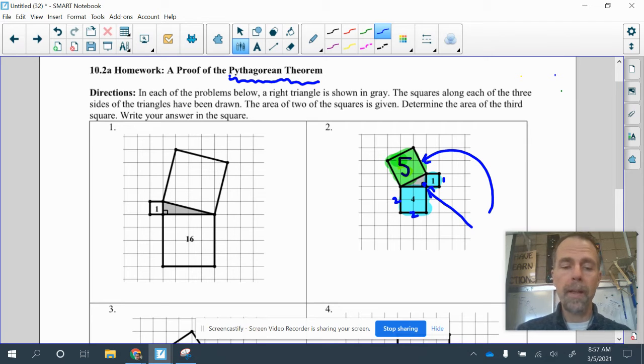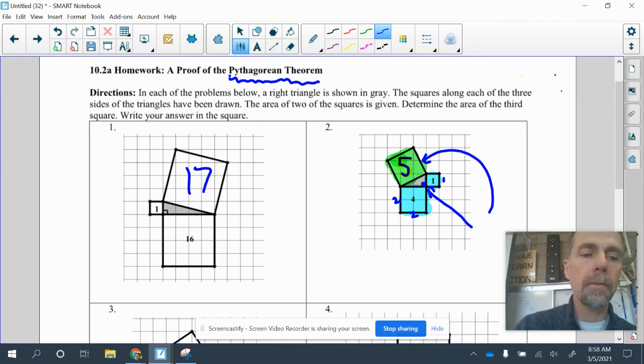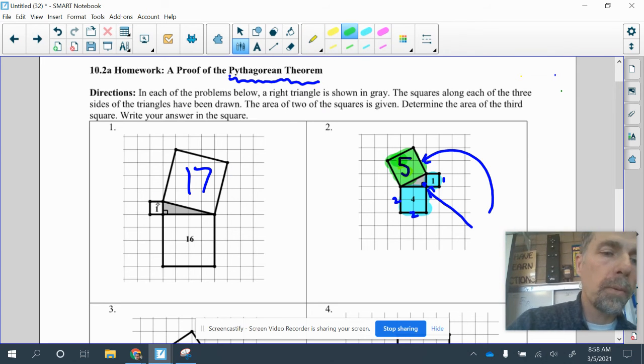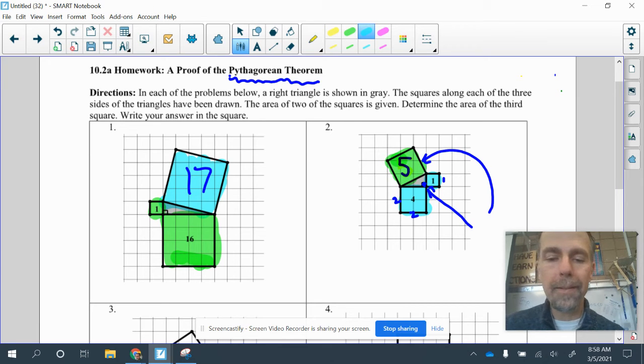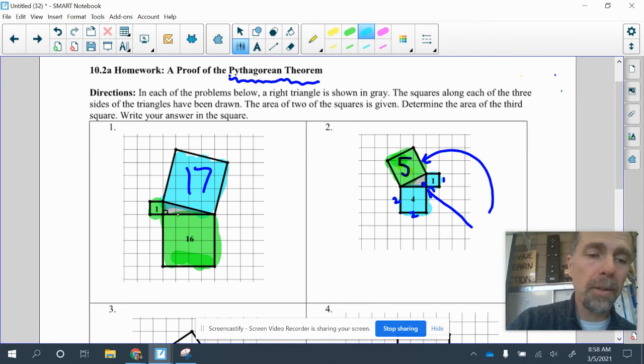Whew. If you understand that, great. If you don't, that's okay. Just hang in there. I think you'll get this. So basically, if this is true, that means this is going to be 17, because 1 plus 16 is 17. So that's it. You got it pretty much. You just add the 2 small squares to get the big square done.